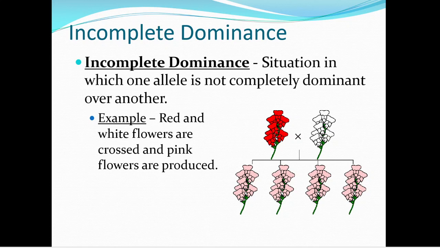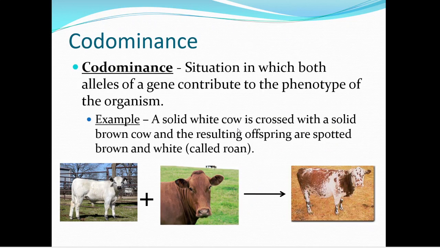He got pink. That just shows that the red and white mix, which means they kind of mix in together. So maybe you could have a black bear and a white bear, and they have offspring, and they end up gray. It's just a mixture of the 2 phenotypes that you started with. So incomplete dominance means that it's like a mixture.